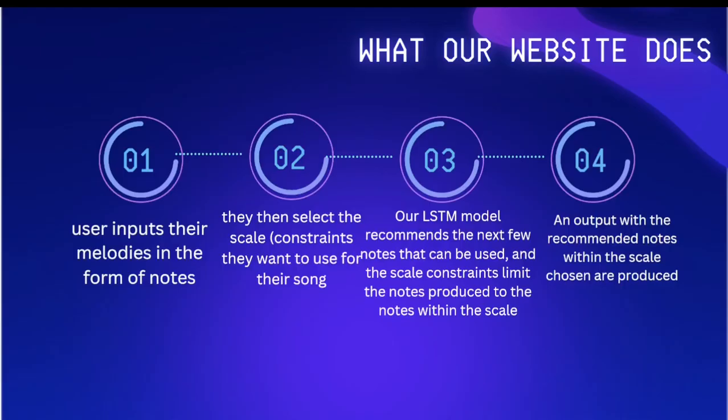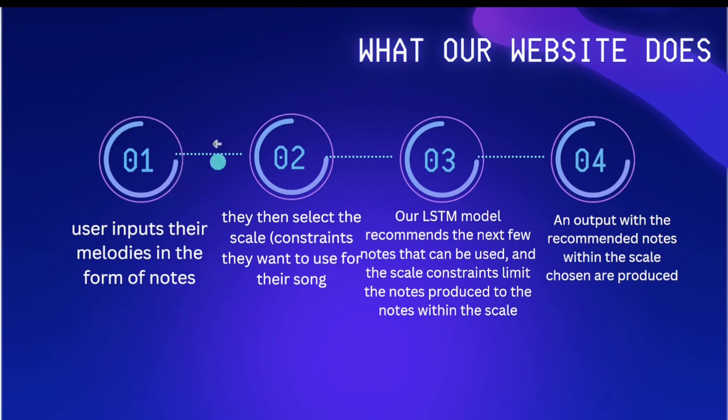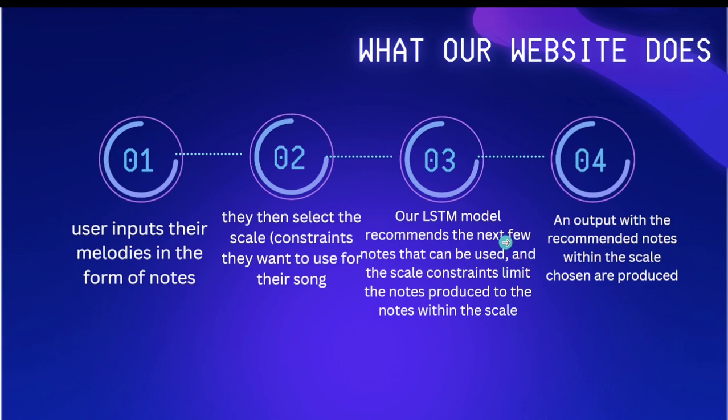So this is what our website does. I'll bring you through it later, but the first thing is users can input their melodies in the form of notes into the website's GUI, and then afterwards they can also select the scales, which are the constraints they want to use for their song. Afterwards, in the back end, our LSTM model will predict and recommend the next few notes that can be used. And then the scale constraints will limit the notes produced to the notes within the scale. And then number four is an output of the recommended notes within the scales chosen, produced inside the website.